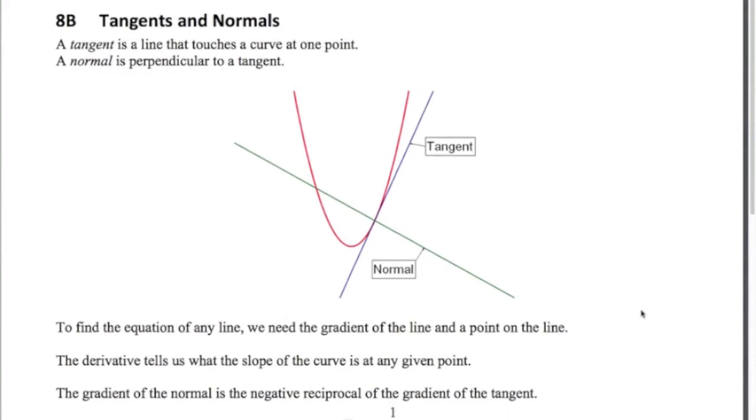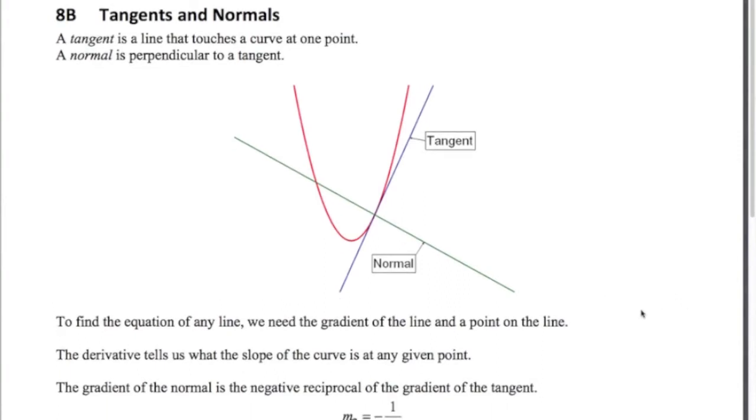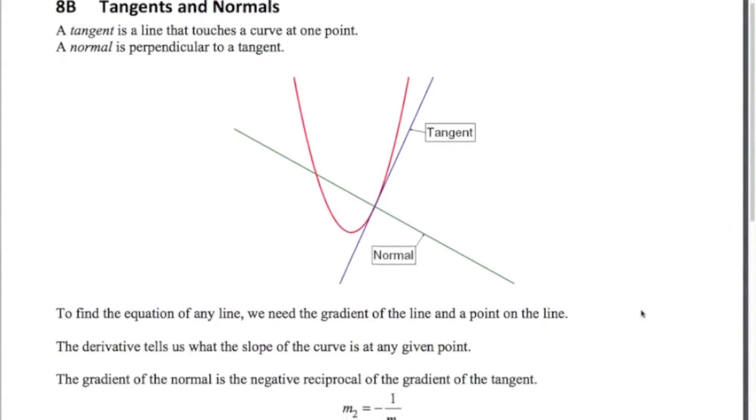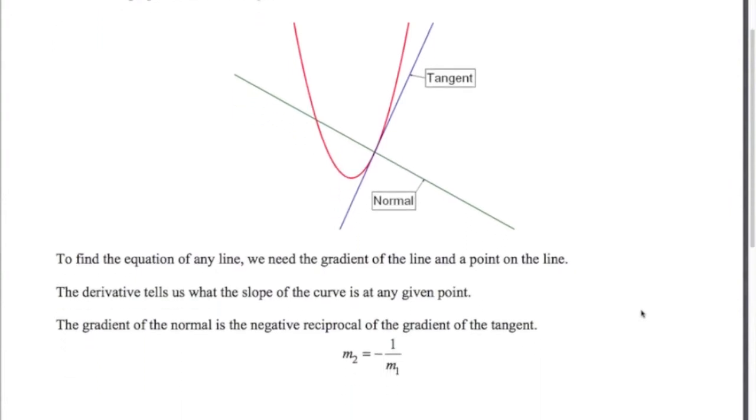So going back to a little bit of stuff that we did in coordinate geometry, we know that the relationship between a line and its perpendicular is that one gradient is the negative reciprocal of the other. So this thing here is important. We're going to be using that.